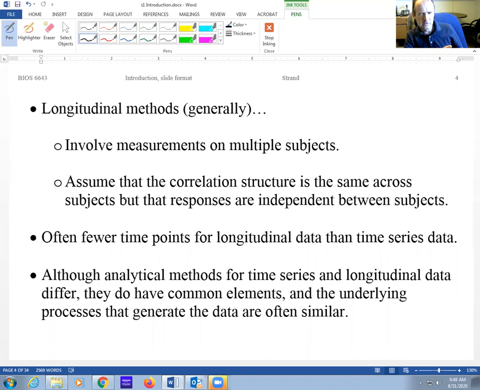So generally speaking, with time series methods you have one process, a lot of time points, and you're interested in predicting something in the future. Whereas with longitudinal methods, you have a lot of subjects, or at least multiple subjects, and usually fewer time points for evaluation.